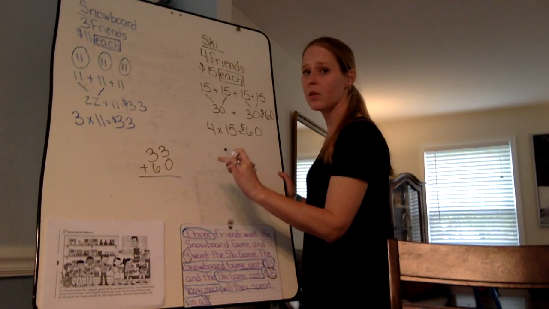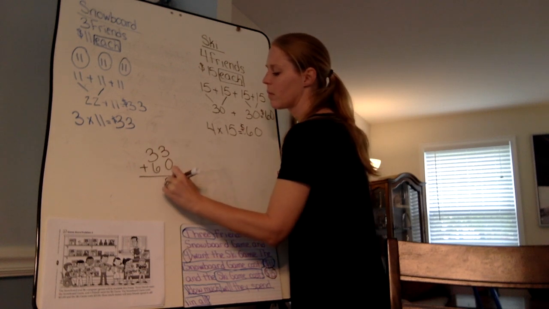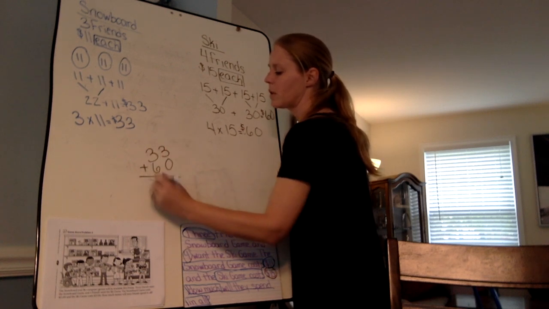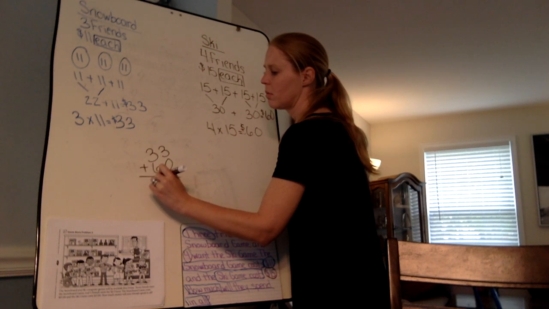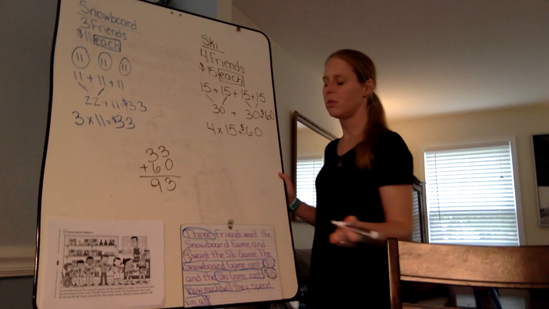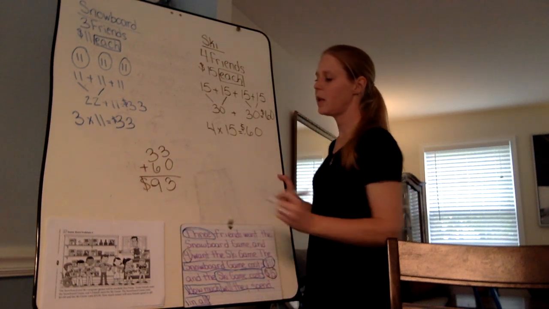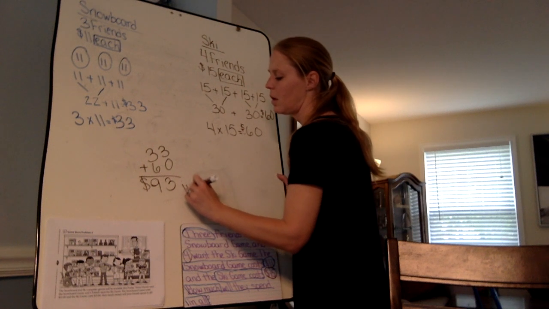I'm going to use standard algorithm. 3 plus 0 is 3. 3 plus 6 is 9. And then we have to remember dollars. So they spend $93 in all.